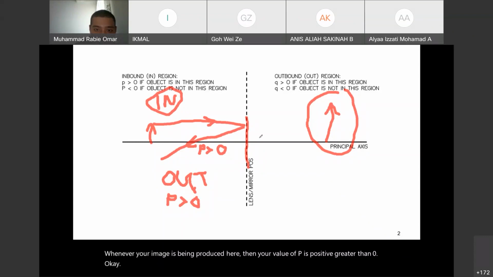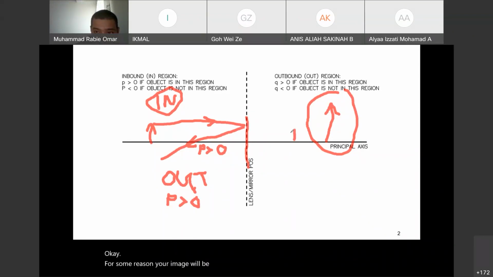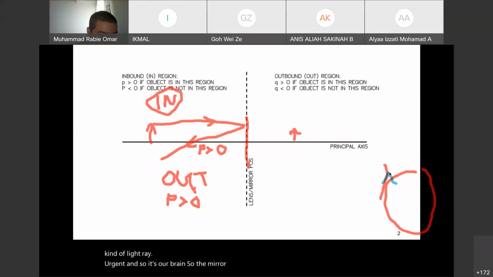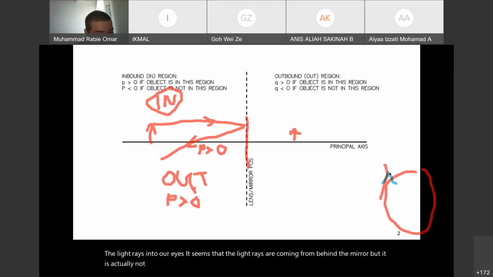For some reason, your image will be produced behind the mirror. But you need to remember that there's nothing behind the mirror, but it is our brain that evaluates that kind of light rays convergence. So the mirror is tricking our brain such that when the light rays enter our eyes, it seems that they are coming from behind the mirror, but they are actually not, because the mirror itself is tricking us. It is reflecting the rays.